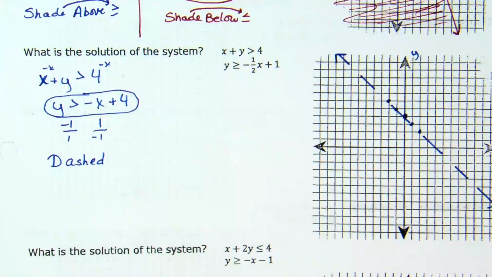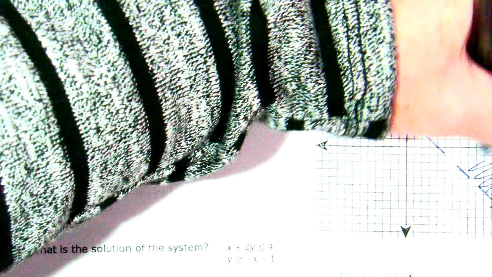Shading. There's a greater than sign. And greater than tells me to shade above. Where's above on this line? That upper right corner again. I guess I'm slightly off the screen there. However, you can see what you need to see.